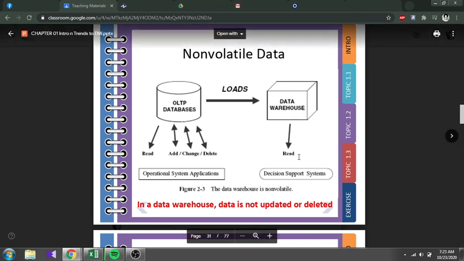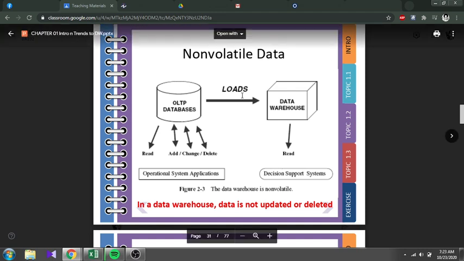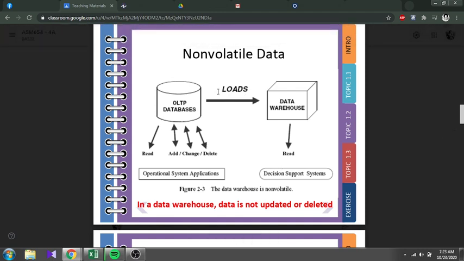So kenapa dia buat macam tu? Because they want to support the decision support system. Okay, we want to see the trends, we want to see the historical history, what happened in the past.